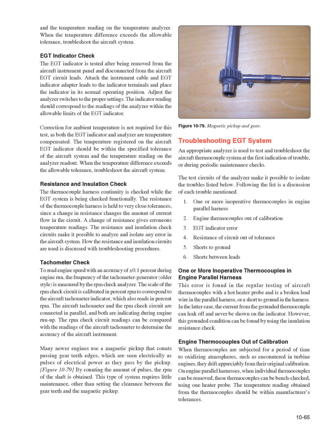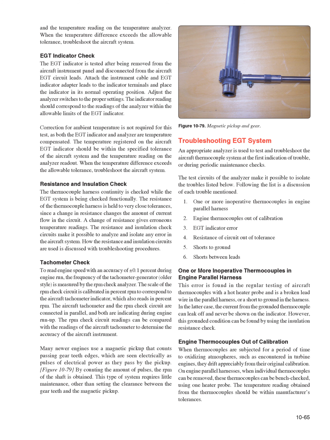3. EGT indicator error. 4. Resistance of circuit out of tolerance. 5. Shorts to ground. 6. Shorts between leads. One or more inoperative thermocouples in engine parallel harness. This error is found in the regular testing of aircraft thermocouples with a hot heater probe, and is a broken lead wire in the parallel harness, or a short to ground in the harness. In the latter case, the current from the grounded thermocouple can leak off and never be shown on the indicator. However, this grounded condition can be found by using the insulation resistance check.